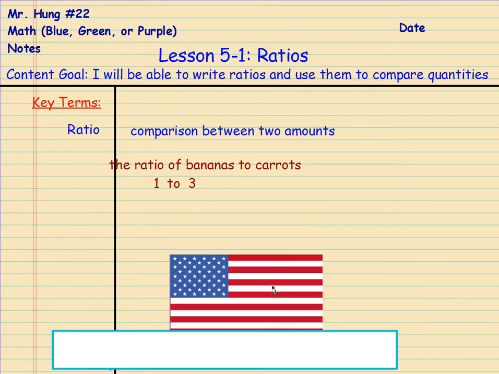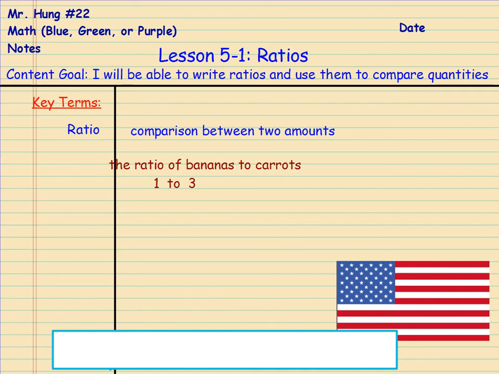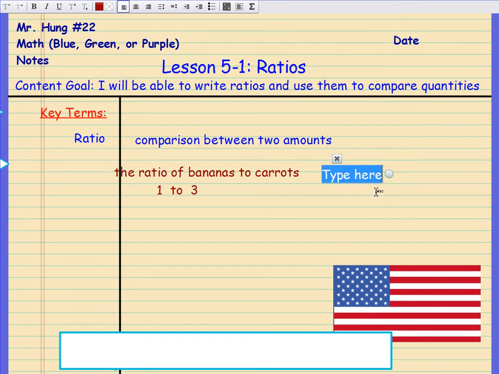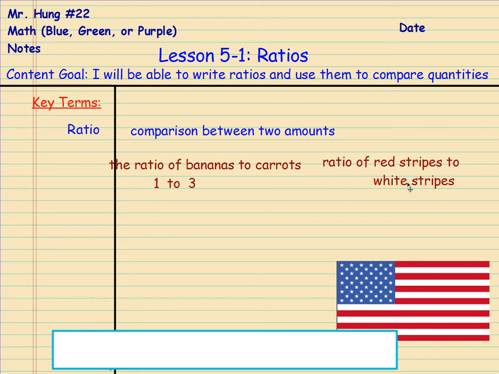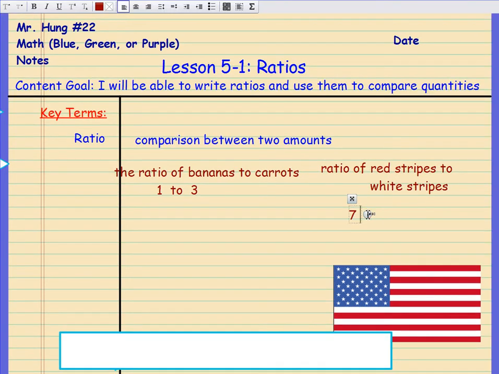Let's look at the flag of the US. And let's look at the ratio of red stripes to white stripes. Okay, so how many red stripes are there in our flag of the US? There's 1, 2, 3, 4, 5, 6, 7. So there would be 7 to how many white stripes? 1, 2, 3, 4, 5, 6. So the ratio of red stripes to white stripes is 7 to 6.